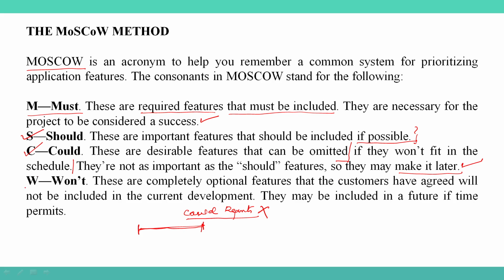And the last one is the want, that is W. There are completely optional features that the customers are agreed will not be included in the current development. ഇപ്പം നിങ്ങൾ ചെയ്തുകൊണ്ടിരിക്കുന്നതിൽ അവർക്ക് അത്യാവശ്യമായിട്ട് വേണ്ടത് എന്തൊക്കെയാണോ അത് മാത്രം ചെയ്തു കൊടുക്കുക. ഇതിപ്പം നിങ്ങൾ ചെയ്യുകയേ വേണ്ട. And they may be included in future if the time permits. ഫ്യൂച്ചറിലെ ഡെവലപ്മെന്റിൽ എപ്പോഴെങ്കിലും നമുക്ക് ചെയ്യാൻ പറ്റുന്നുണ്ടെങ്കിൽ ചെയ്താൽ മതി. ഇപ്പം നമ്മൾ അതിനെക്കുറിച്ച് ബോധർ ചെയ്യേണ്ട എന്നാണ് ഈ want requirements എന്ന് പറയുന്നത്.